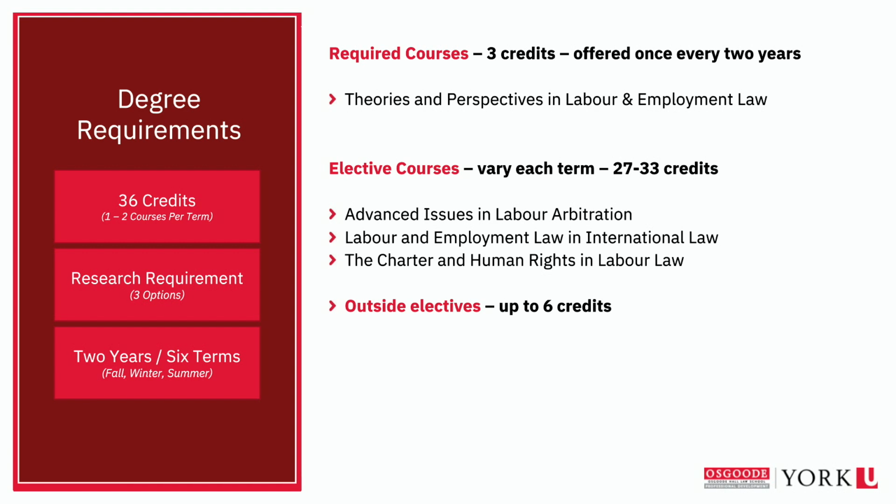The program takes typically 2 years to complete, or 6 terms. We run all year round here at OsgoodePD, so you would find that we offer courses in the fall, winter, and summer terms. If you complete the program continuously, you would complete it within 2 calendar years, but there are lots of options that we'll talk about as the session unfolds to take breaks in the program, and so if you need longer to complete the program, that is something we can easily facilitate.